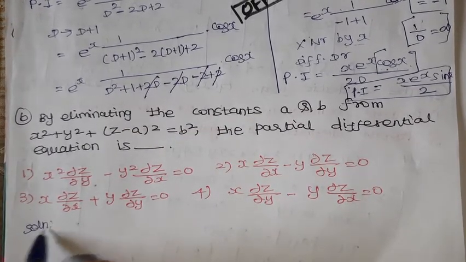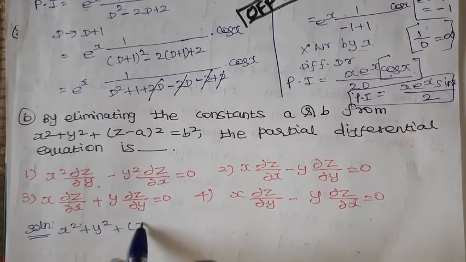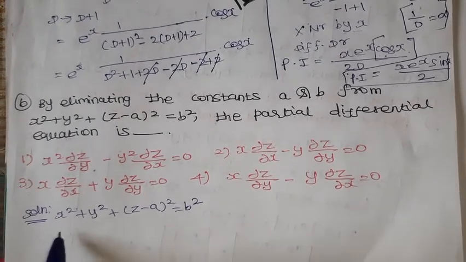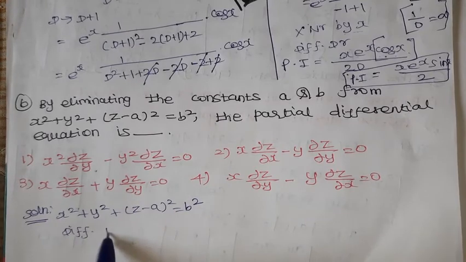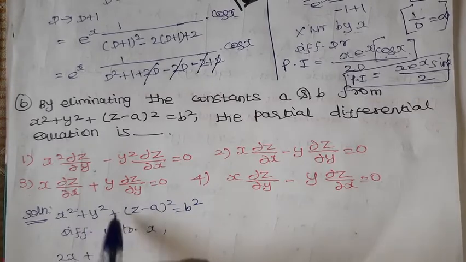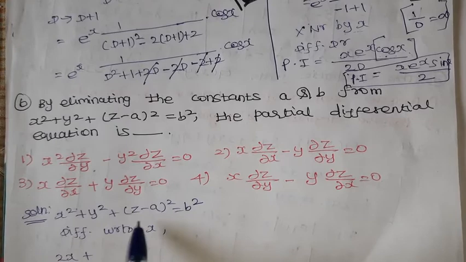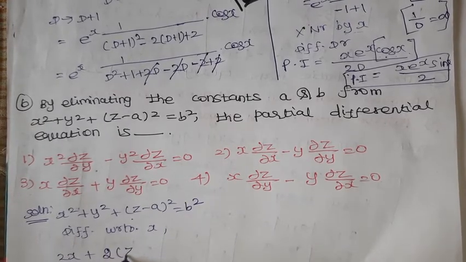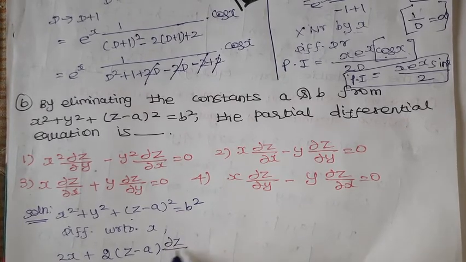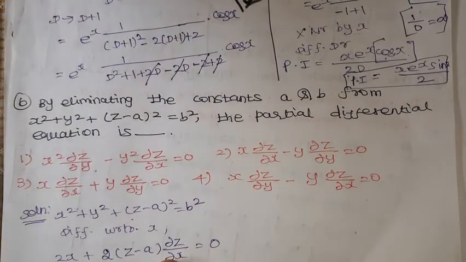What is the given equation? x squared plus y squared plus (z minus a) the whole squared equal to b squared. Now we are going to differentiate this equation with respect to x. What we will get? 2x plus this term will get 0. So we differentiate with respect to x only: 2 into (z minus a) into dou z by dou x. This is a constant term, so we get 0 here.